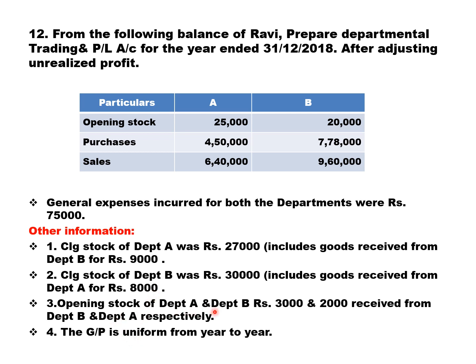Similarly, opening stock of Department A and Department B rupees 3,000, 2,000 received from Department B and Department A respectively. It means opening stock of Department A is 3,000 received from B. You need to go respectively in the order. Opening stock of Department A rupees 3,000 received from Department B. Next, opening stock of Department B 2,000 received from Department A. So this is the transferred amount of stock included in opening stock. So you need to adjust unrealized profit. The GP is uniform from year to year. Now let us go to the solution, students.